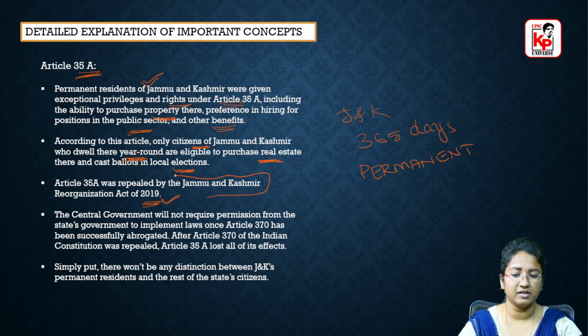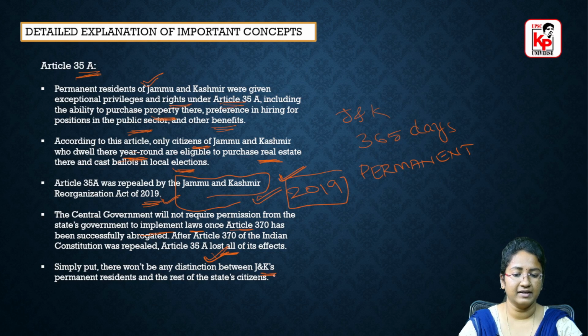Right. So do remember this Jammu and Kashmir Reorganization Act of 2019. The year is important. So the central government no longer requires permission from the state government to implement laws on Article 370 because it was abrogated or diluted. Right. So once this particular act was brought about, this Article 35A lost all its effects. That means whatever special provisions and privileges were given to the local residents of Jammu and Kashmir were removed by this particular 2019 order.